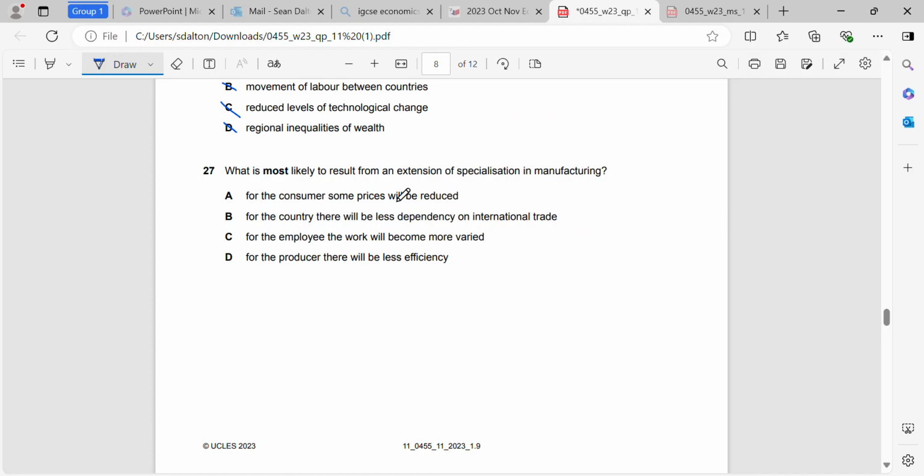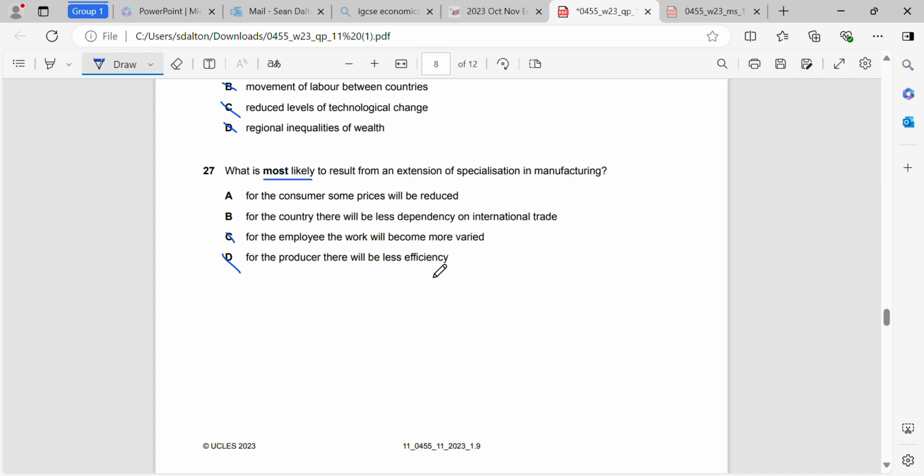Okay, what is most likely to result? So these questions are always difficult, because normally when it's most likely, they're giving you 2 scenarios that can happen or will happen, and you have to decide which one is most likely to happen. From an extension of specialization in manufacturing. So, cross out the bottom 2 first.